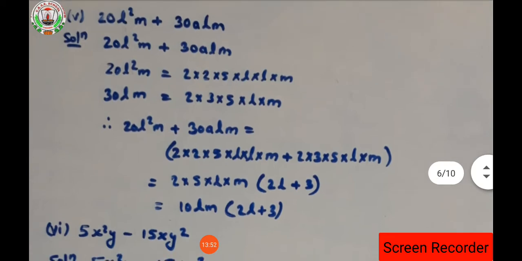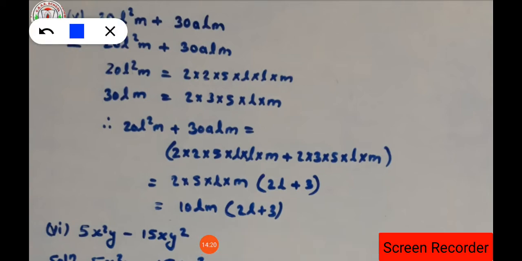Next, question number 2. What is given in question number 2? 20l square m plus 30lm. So 20l square m can be expanded as 2 into 2 into 5 into l into l into m. 30lm can be expanded as 2 into 3 into 5 into l into m, isn't it? So what is common in both the terms? We can take the commons. So this expanded form will be written in the form of the question. In between the terms a plus sign is there, so the plus sign will come over here.